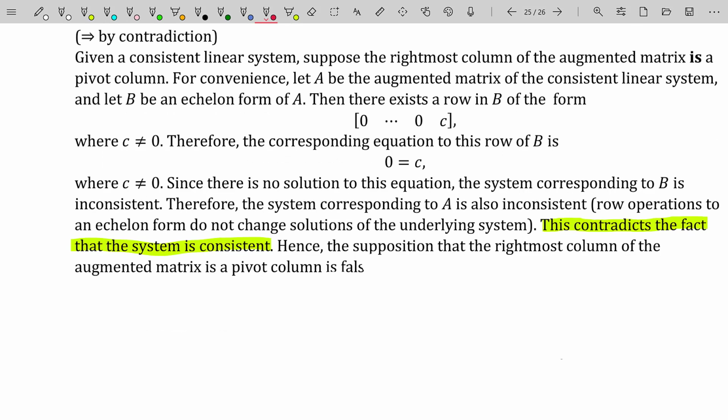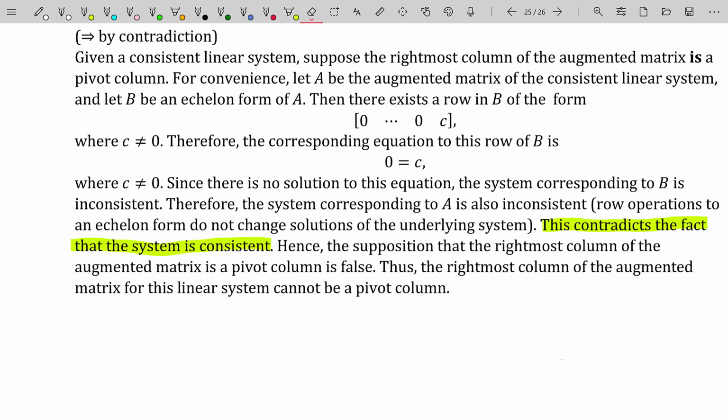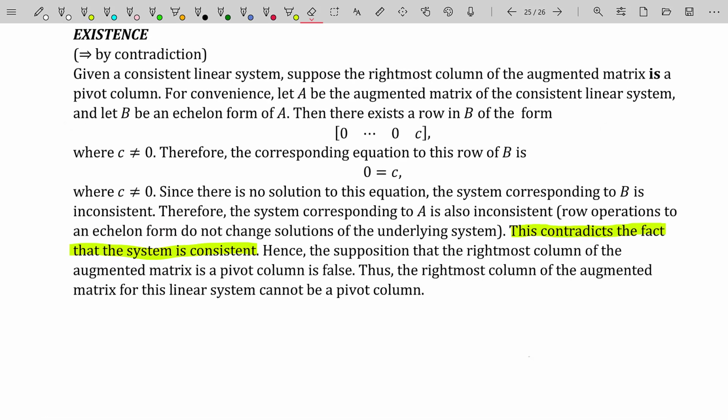Hence the supposition that the rightmost column, this part right here, of the augmented matrix is a pivot column, that must be false. And thus, the rightmost column of the augmented matrix for this linear system cannot be a pivot column. Again, our only supposition was the rightmost column of the augmented matrix was a pivot column, and that actually caused the world to fall apart because we started with a system we knew had a solution, and we got to a point where we couldn't have a solution.